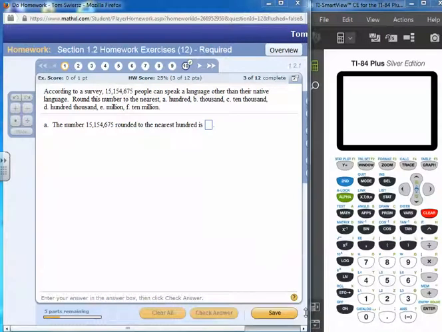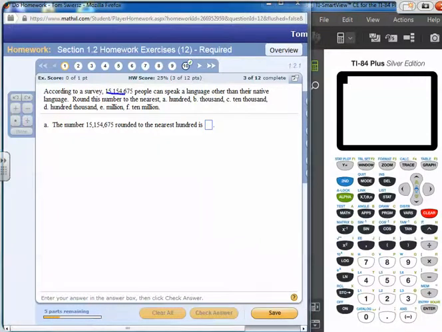Let's go ahead and solve number 1 from section 1.2 homework exercises. According to the survey, 15,154,675 people can speak a language other than their native language. Round this number to the nearest 100. Okay, hundreds.